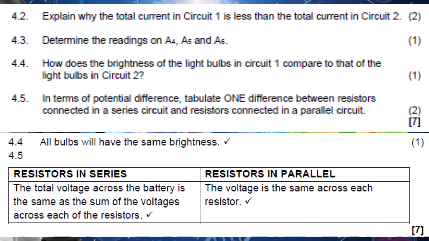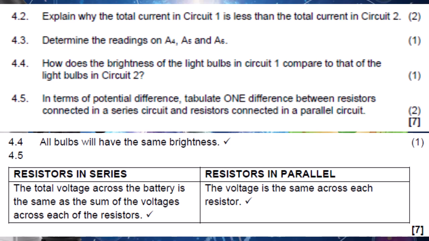Okay. Finally, Q4.5 asks us to summarize the key difference in potential difference, or voltage distribution, between series and parallel circuits. Let's tabulate this clearly. Good idea. In a series circuit, the total voltage from the battery is shared or divided among the components. So the sum of the voltages across each component equals the total battery voltage. Think V total = V1 + V2 + V3 and so on. Okay, voltage adds up in series. What about parallel? In a parallel circuit, the voltage is the same across every component or branch. Yeah. Each one gets the full battery voltage. Think V total = V1 = V2 = V3 and so on. So series divides voltage, parallel divides current but keeps voltage the same. That's the essential difference, yes. Crucial for understanding circuit behavior.